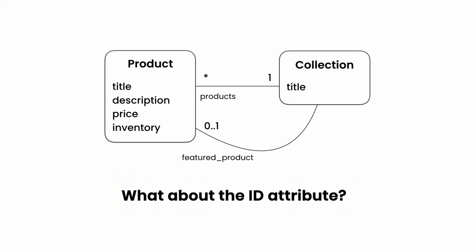Now you might ask, what about the ID attribute? Shouldn't every entity have an ID attribute? Yes, but Django is going to automatically create that for us. That's why I haven't shown it here.